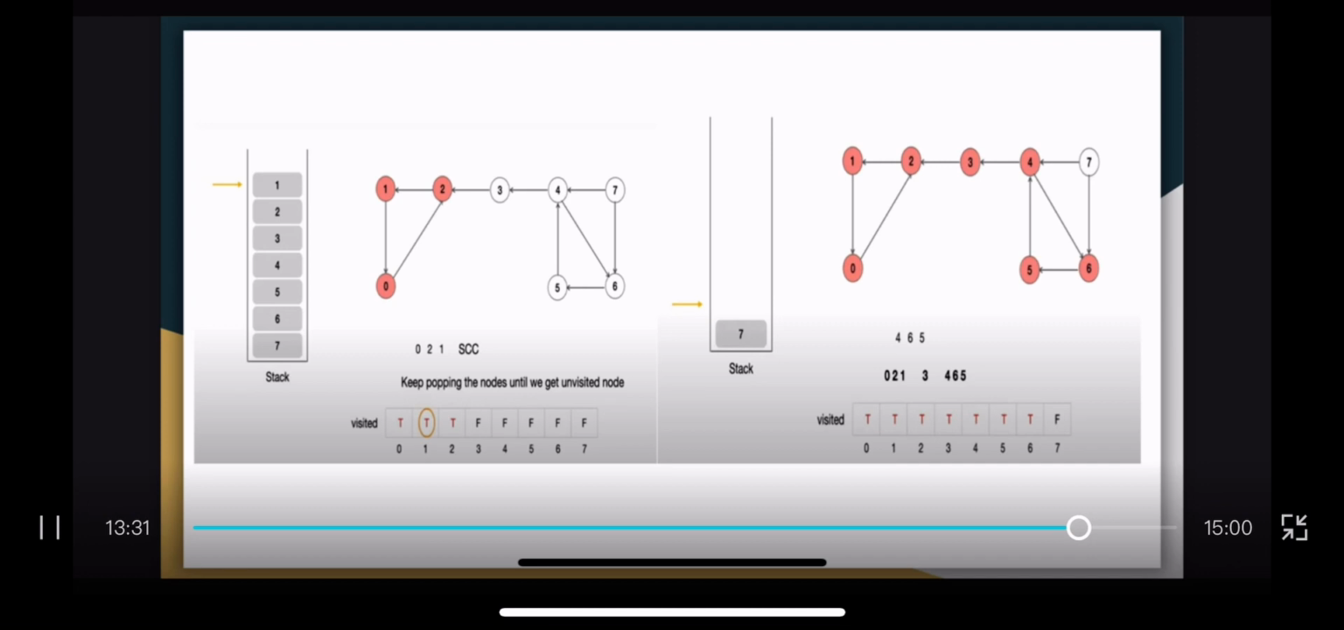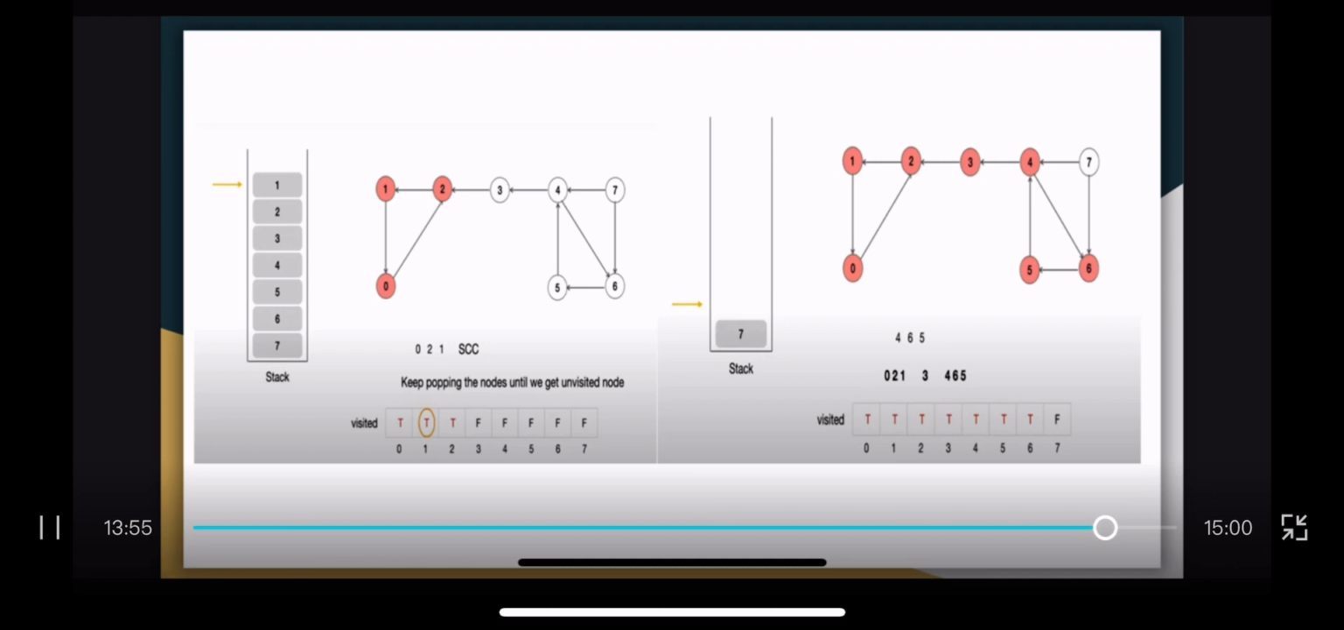So now we're going to pop 5 and start the DFS from 5 on the transposed graph. And here the only node reachable from 5 is 4, but that is not correct. There are no outgoing edges from 5 in the transposed graph. So the first strongly connected component is just 5.